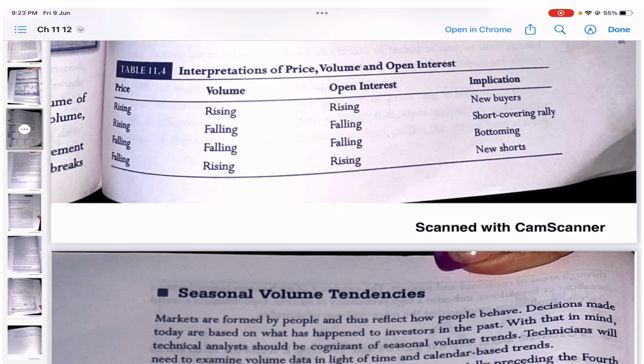Price is falling, volume is falling, open interest is falling. In that case, the price has come to its bottom. Now people are losing their interest in short selling. So that means the market is making a bottom over here. Price is falling, volume is rising, open interest is rising. That means shorting is coming into the market, new shorts are being taken.